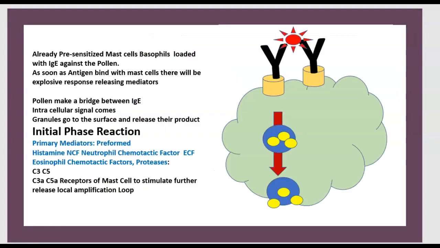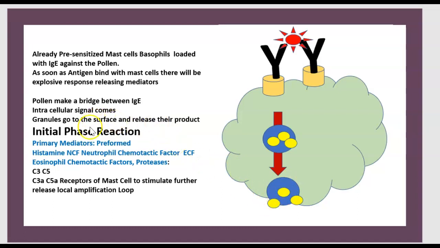Let's start with the first signal. Already presensitized mast cell basophil loaded with IgE against the pollen. As soon as antigen bind with a mast cell, there will be explosive response releasing mediator. Pollen make a bridge between IgE and intracellular signal comes. Granules go to the surface of the cell and release production.